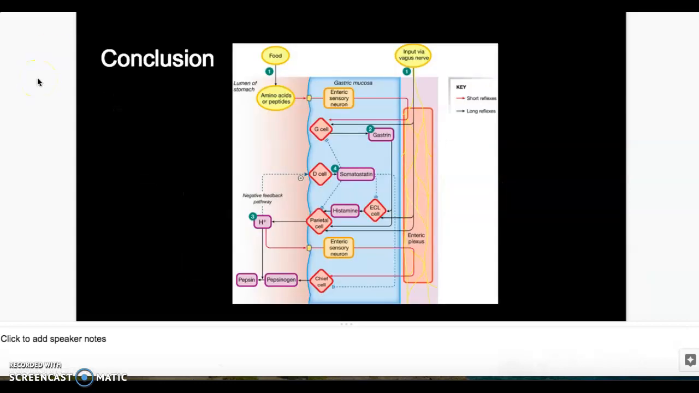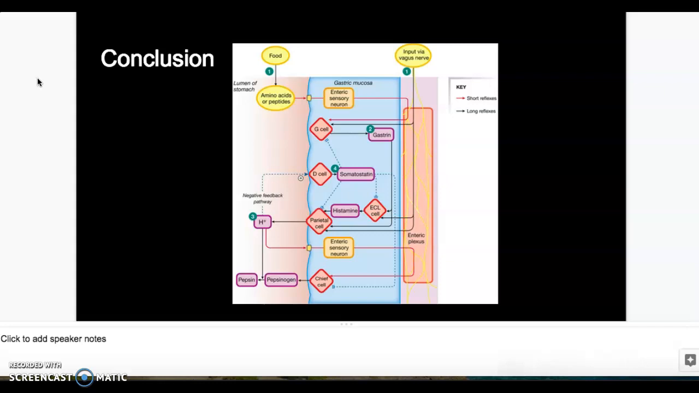So now that we've gone through all the different categories of the secretions that occur in the stomach, how those secretions begin, and kind of what each of those secretions do, I do want to wrap everything up using this wonderful diagram from our textbook. It kind of just puts everything I talked about in one picture, so it's a little bit easier to understand.